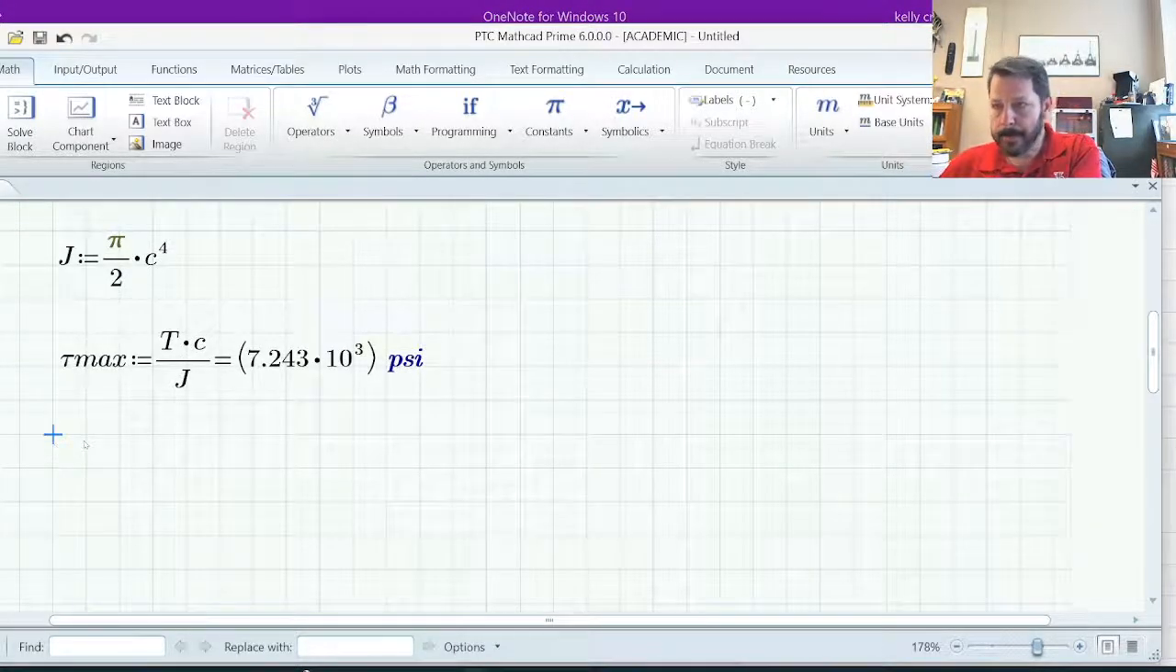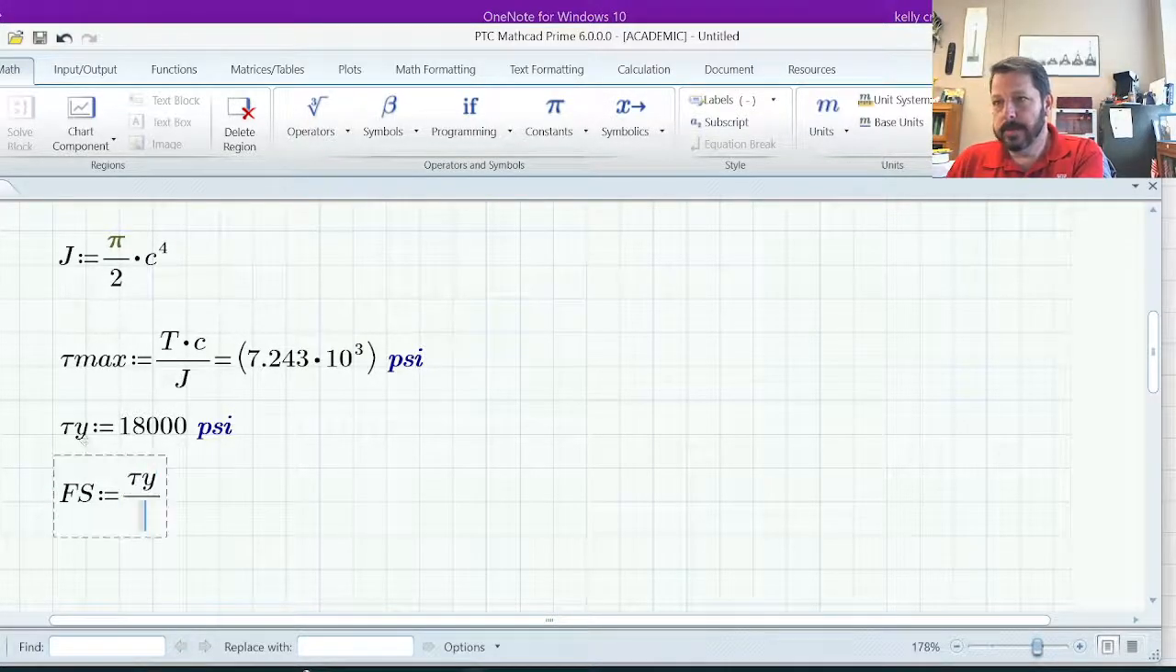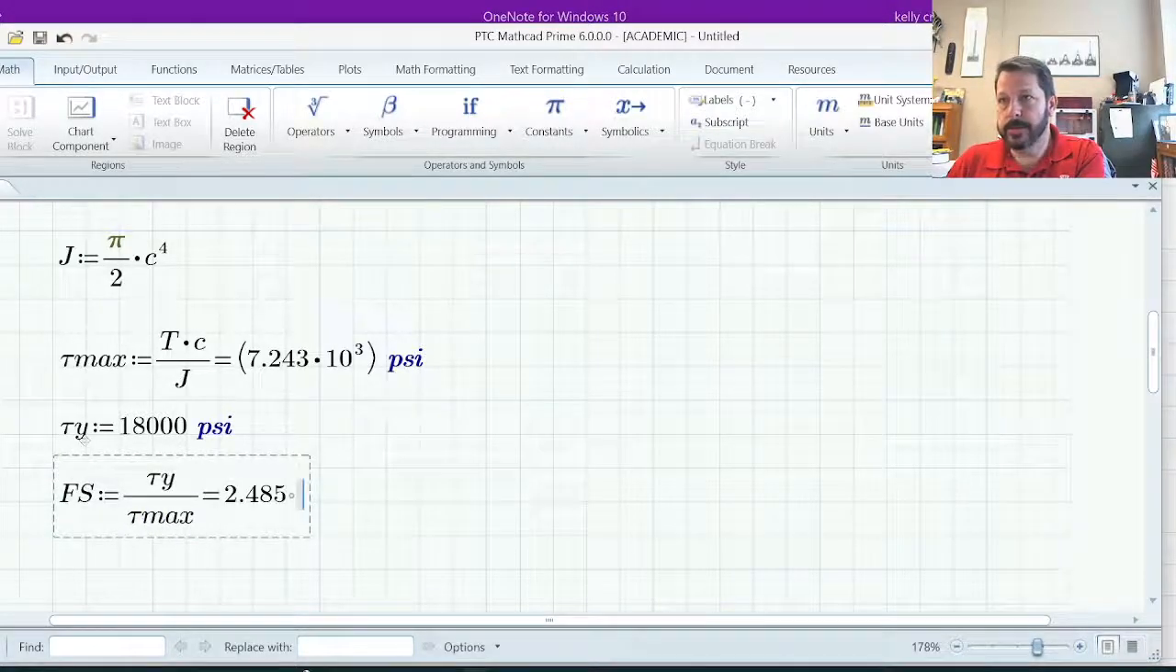So tau y was 18,000 psi. Factor of safety equals tau y, whoops, didn't hit tau, Y divided by tau max. So 2.5 for a factor of safety, which is usually sufficient.